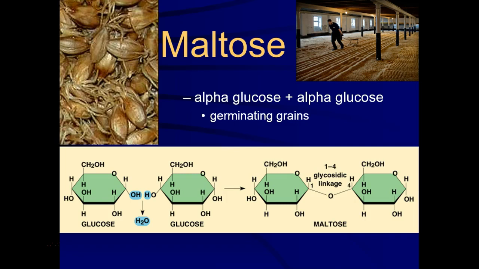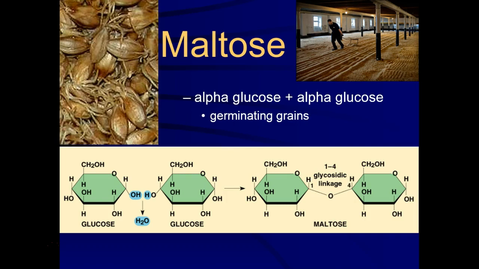Right? So what happens is, when the conditions are right, a seed will start going and breaking down the starches that are found inside the seed. We often call that the endosperm. So it'll start releasing these enzymes and it will start breaking down these starches into maltose. And sometimes we do that on purpose.